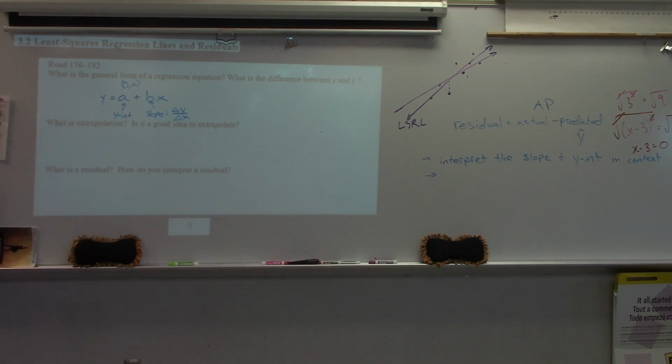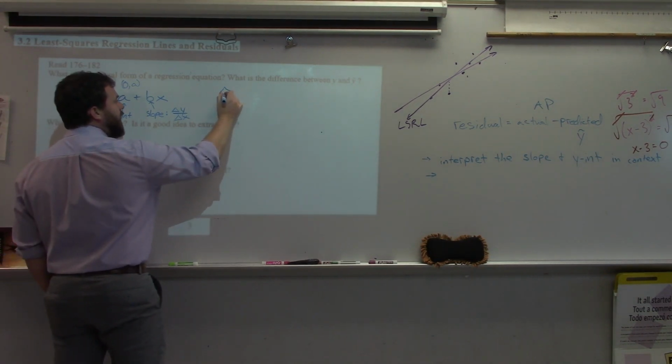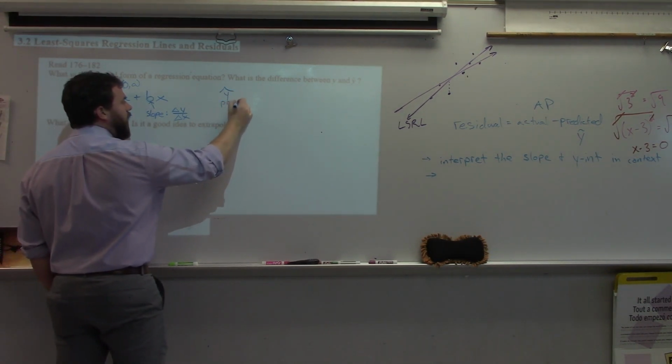Y hat. Remember, a regression equation is not the actual y value. The regression equation is the predicted y value. Can it be like a little bar over the y? No, that'd be the average of y. I see what you're saying. So when we say this is predicted y.